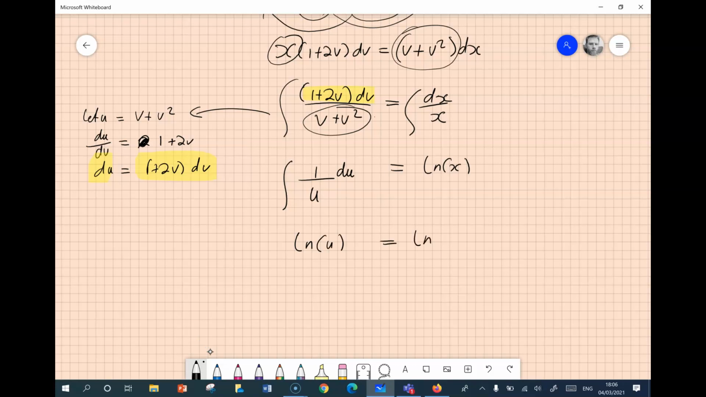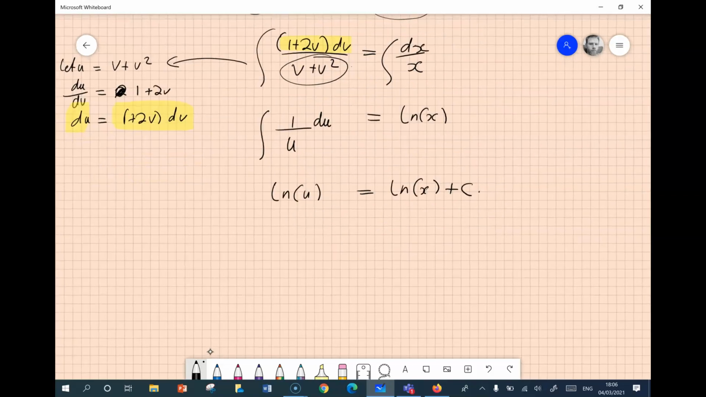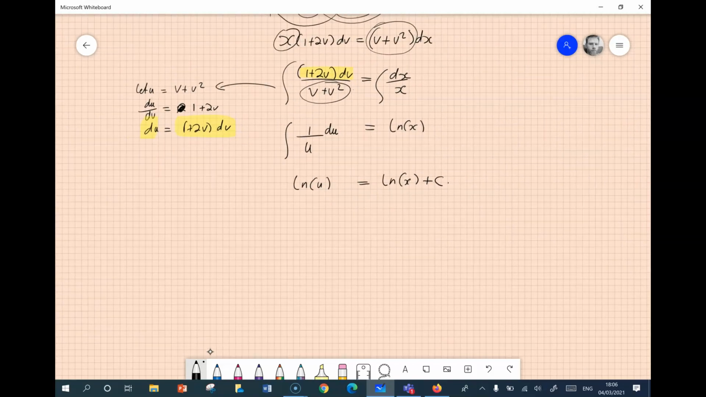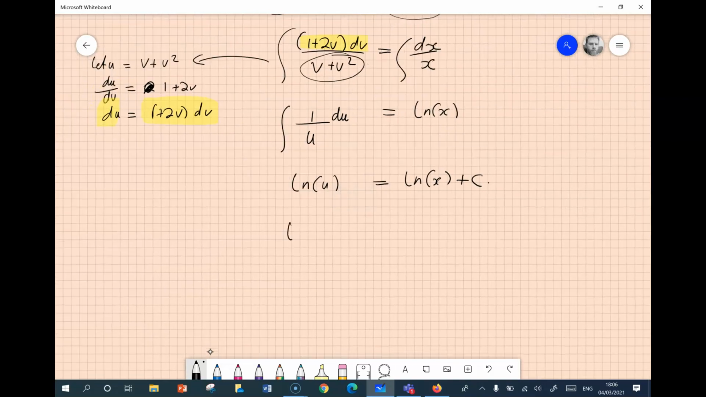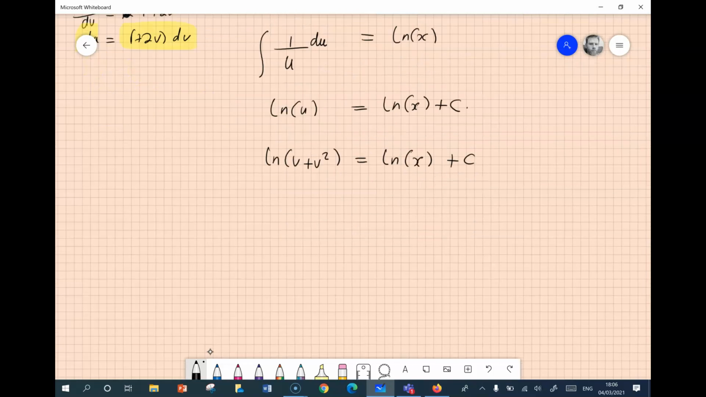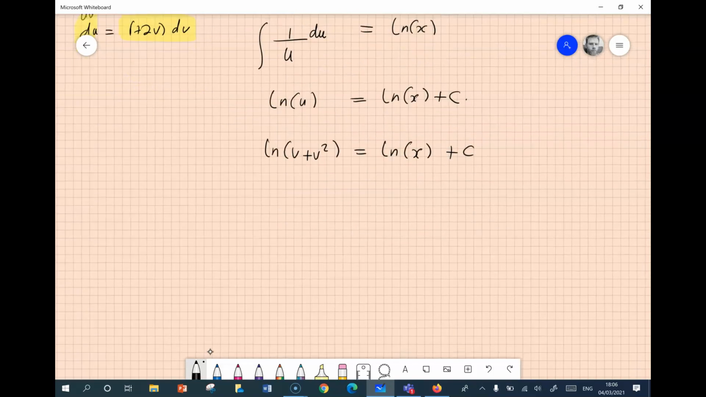Equals the natural log of x, and I forgot my plus c. Okay, now nearly there. So we have to bring back in our u, so that's the natural log of v plus v squared is equal to the natural log of x plus c. All right, and now I've got v plus v squared.